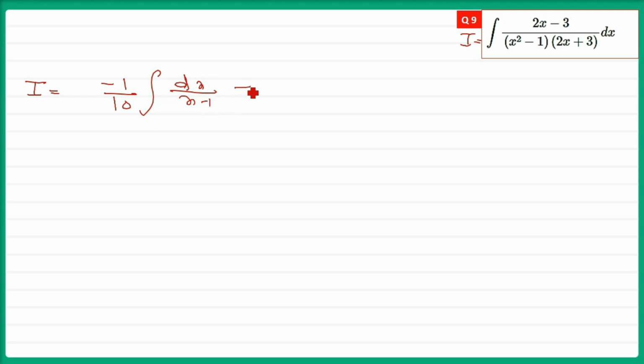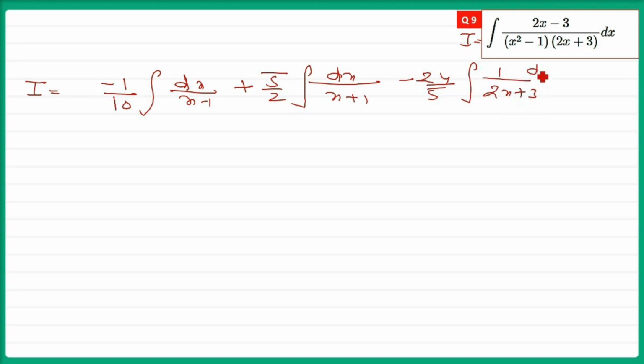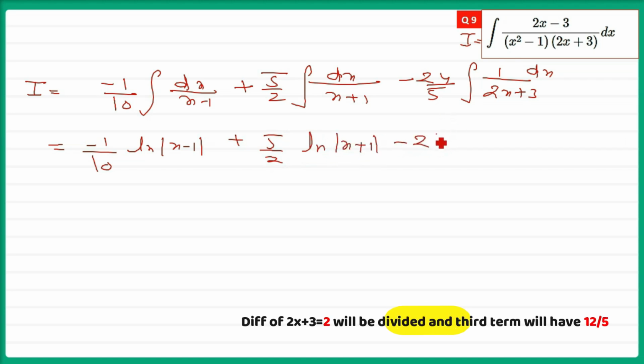The second term was 5 by 2 integration of dx divided by x plus 1. The third term was negative 24 by 5 integration of 1 by 2x plus 3 dx. Negative 1 by 10 will be ln modulus of x minus 1. Then we have 5 by 2 ln modulus of x plus 1 minus 24 by 5 ln modulus of 2x plus 3. Now this 2x plus 3 will be differentiated also, so 2 will come and that will be divided.